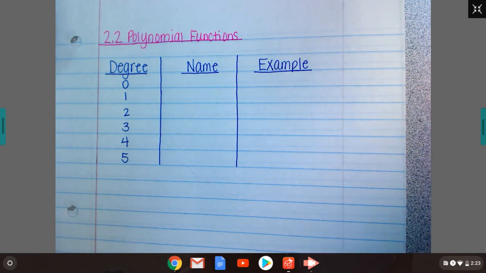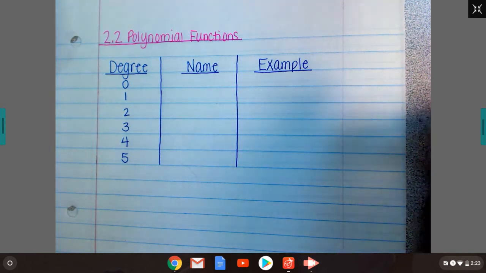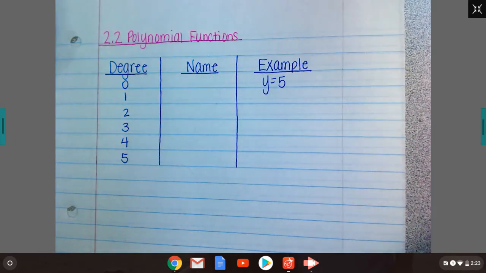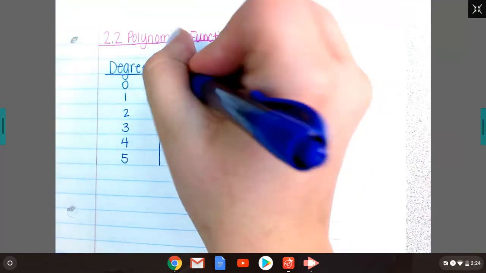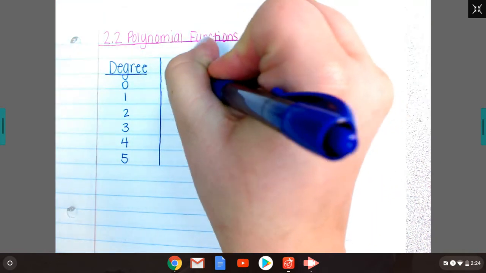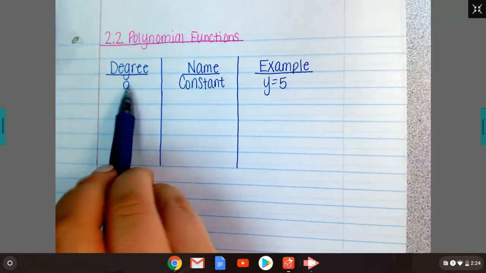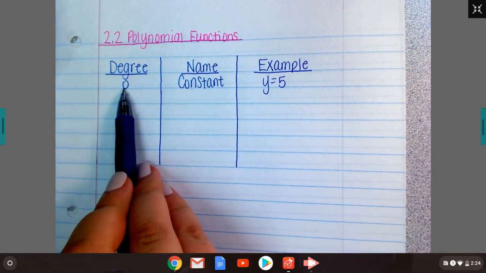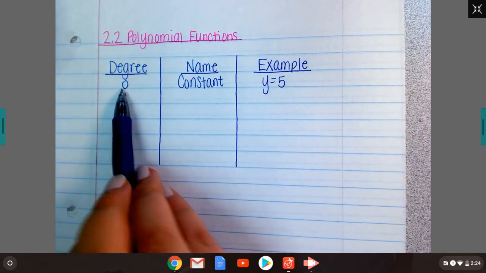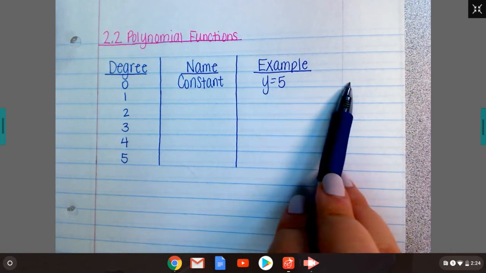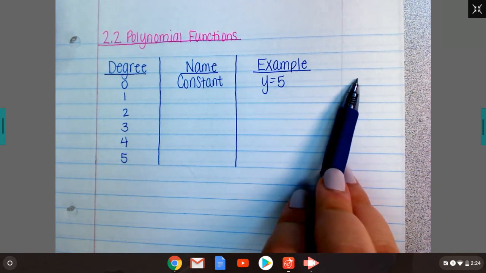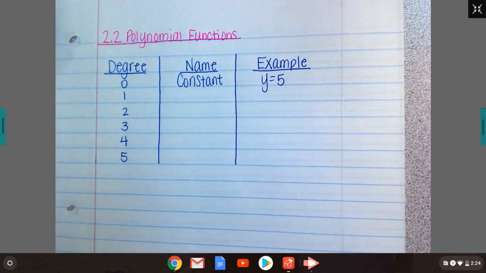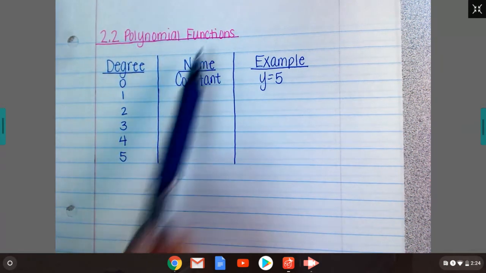First off, degree 0 is kind of a weird one. Those are the ones that look like y equals 5. So those are just plain constants. So degree 0 is a constant. Notice what we're talking about with degree is the exponent on the x. So notice this one doesn't even have an x. There's no x at all. So it's degree 0. And that's just a constant function. I should say a constant polynomial function.